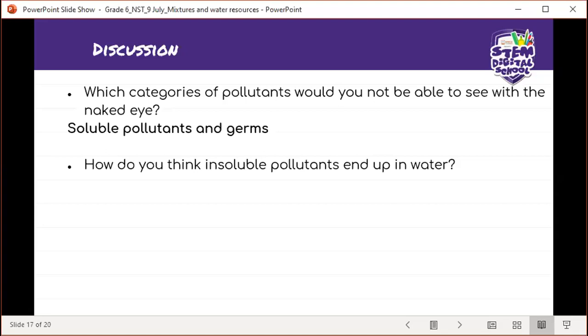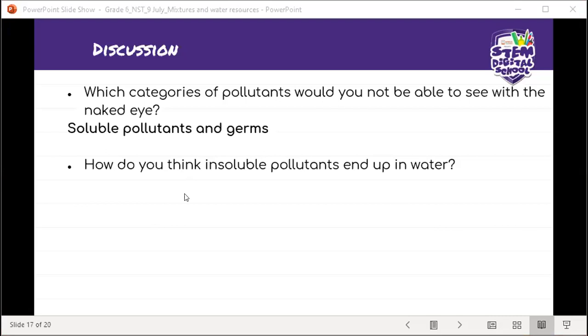Kia's hand is up. The insoluble pollutants end up in water because people throw them in the water. Beautiful, Kia. So Kia said that these insoluble pollutants end up in water because people throw them in the water. Okay, so Ijiro also says people throw them away in toilets, sinks, and other places.